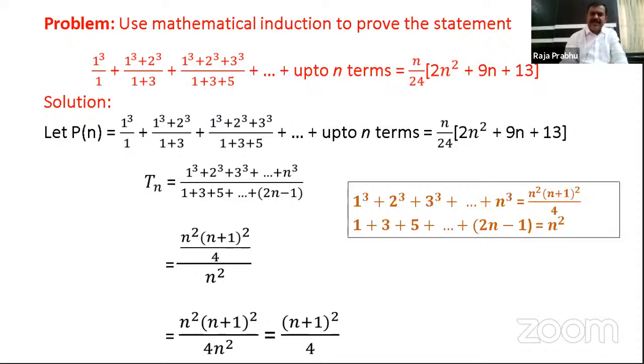You see, children, the nth term of this sequence is very simple now. In simplified terms, it is equal to just n plus 1 whole square by 4. Therefore, now the series can be written as, what is it?